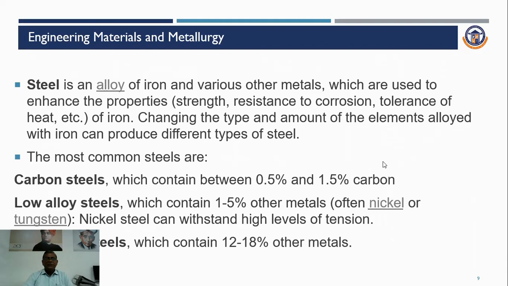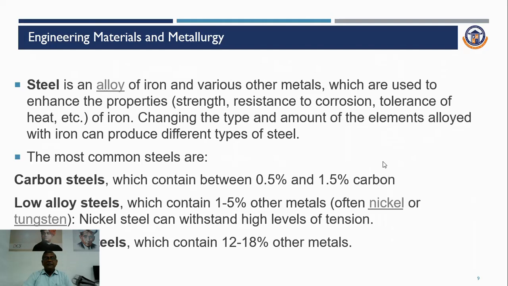Nickel steel can withstand a high level of tension. High alloy steels contain 12 to 18% of other materials. So the alloying elements are present in greater amounts, up to 18%, probably chromium, nickel, molybdenum, tungsten. These are the high alloy steels.